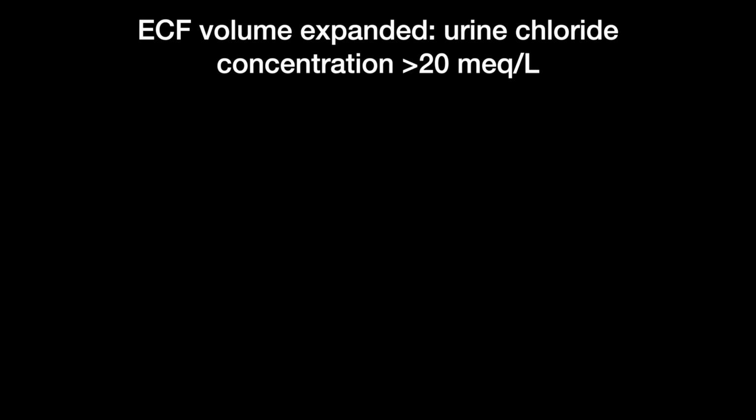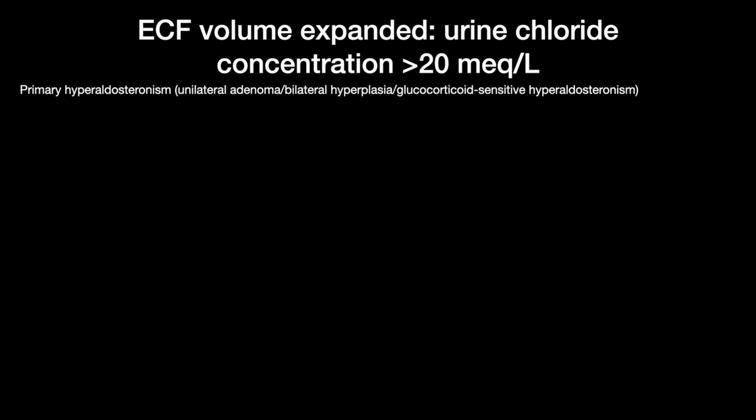The next is the volume is expanded and the urine chloride is more, which means that the main reason over here is the sodium retention. So most of the reasons that you see over here, that is primary hyperaldosteronism, is because of the aldosterone effect, which is acting on the principal cells, thereby making more sodium come in, and that more sodium that is coming in is causing a metabolic alkalosis.